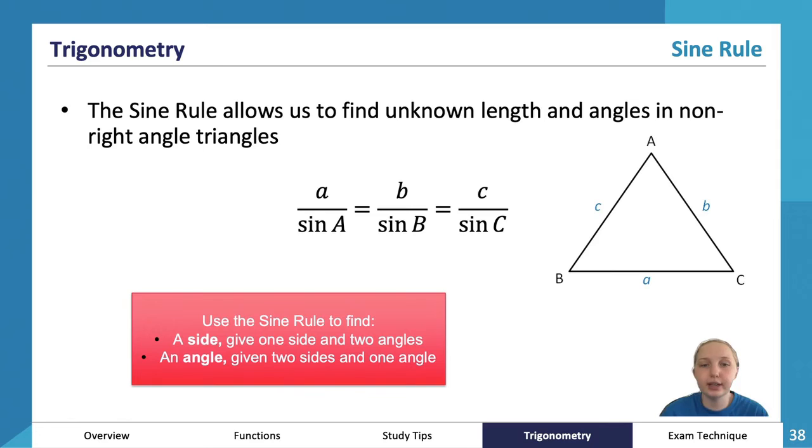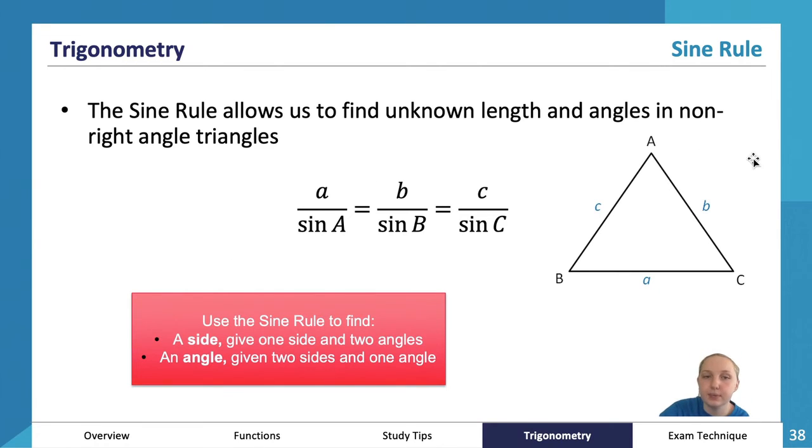So your sine rule essentially allows us to find unknown lengths and unknown angles in right angled triangles. And we use the sine rule if we are given one side and two angles and we want to find a side, or if we want to find an angle if we've been given two sides and one angle.